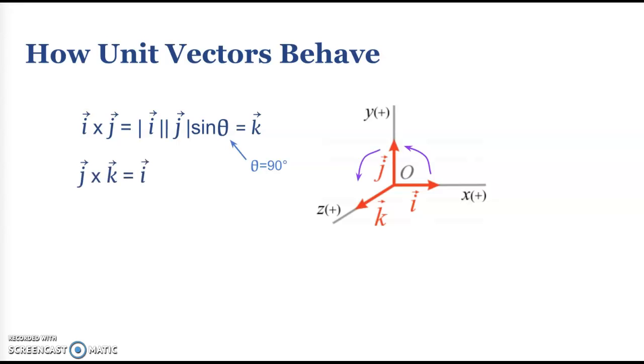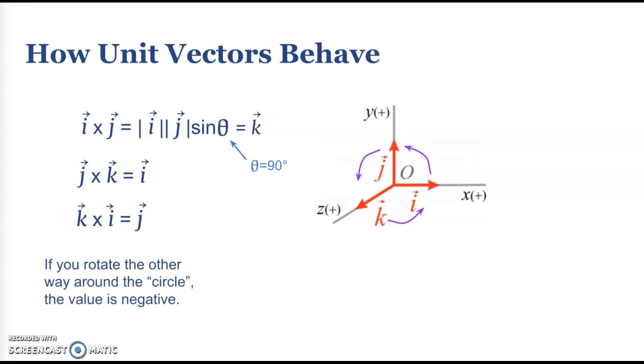Similarly, I can find that j cross k, also at 90 degrees from each other, is equal to vector i, and k cross i equals vector j. Notice that I went clockwise around the setup of the picture, and that tells me what's next. If you rotate the other way around the circle, in other words, you do j cross i, or i cross k, or k cross j, you're going to get the opposite sign on the cross product.